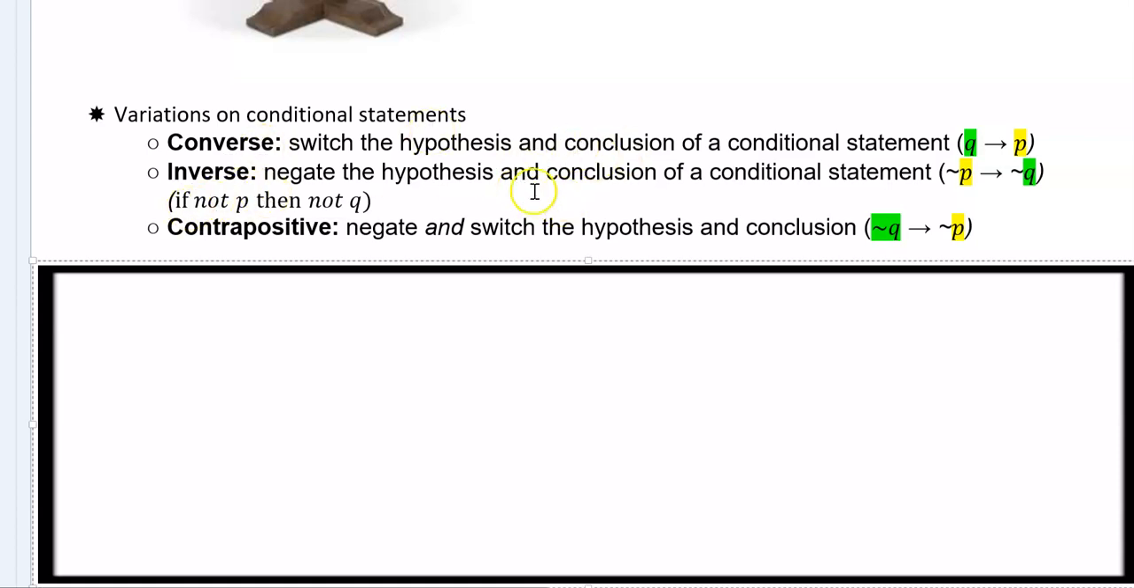One key thing about the converse is that you still are going to start with the if and end with the then, but the statements that come after that will be switched.